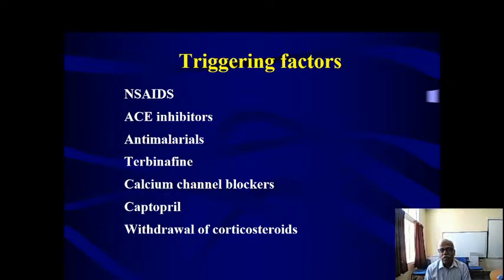Suppose the patient is on steroids for collagen vascular disease. All of a sudden if you withdraw, it also precipitates a fresh episode of psoriasis. Even if you are treating psoriasis with corticosteroids, if suddenly they are withdrawn, they end up in complications. One of the complications of psoriasis is pustular psoriasis.